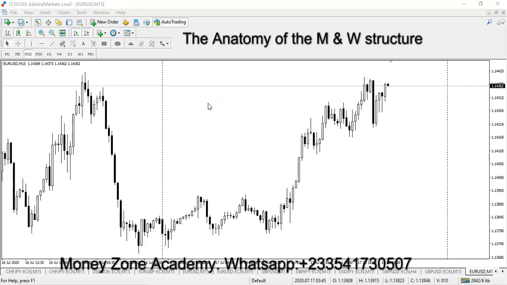Today we are going to look at the anatomy of the M and W. The M and W is one of the tools that market makers use to induce traders. So we are going to look critically into how market makers tend to use this structure, the M and W, in the market and what the purpose of the M and W is.